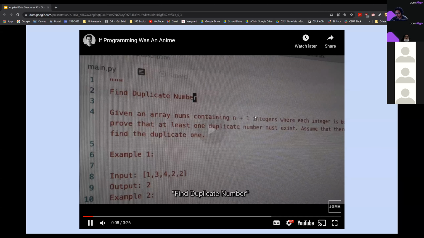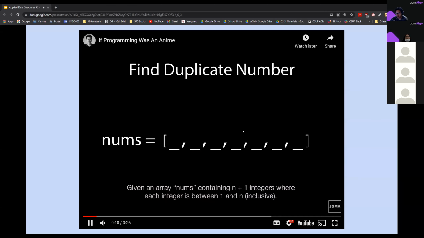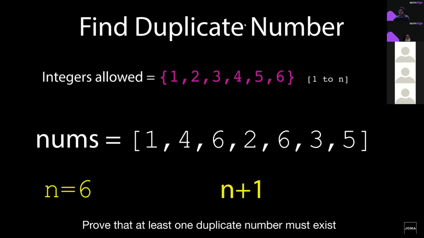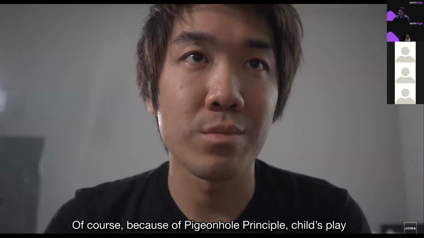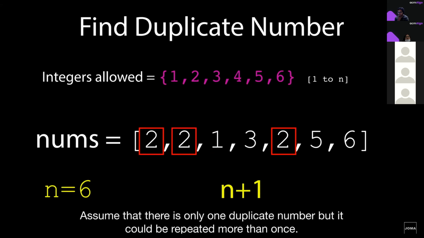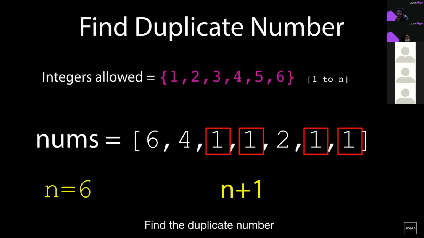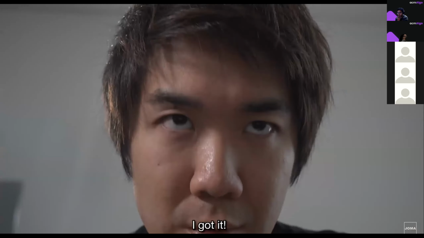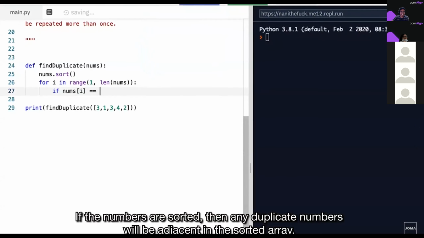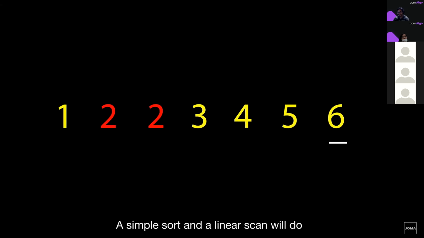Given an array nums containing n plus 1 integers, where each integer is between 1 and n inclusive, prove that at least one duplicate number must exist. Of course, because of the pigeonhole principle. Child's play. Assume that there is only one duplicate number, but it could be repeated more than once. Find the duplicate number. I got it. If the numbers are sorted, then any duplicate numbers will be adjacent in the sorted array. A simple sort and a linear scan will do.